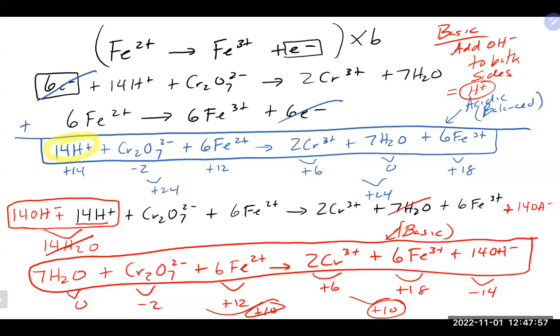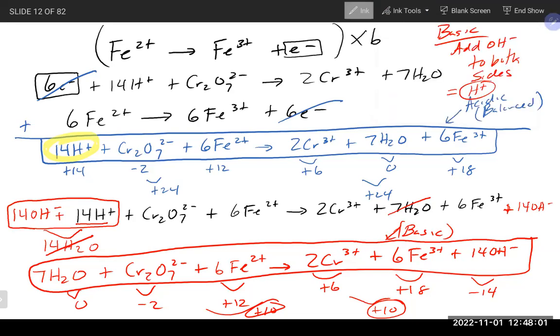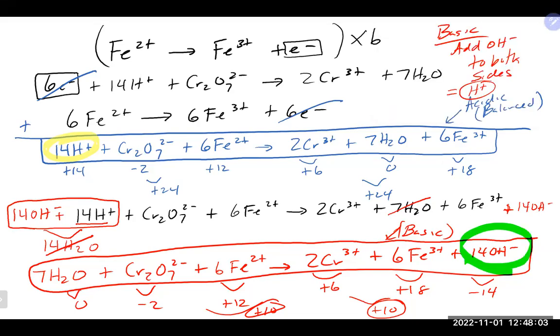And again, I know that this is balanced in basic conditions because I see hydroxide there. Yeah. So if you see hydroxide at the end there, it's definitely balanced in basic conditions. As you see above there, it is balanced in acidic conditions. Any questions on any of those steps?